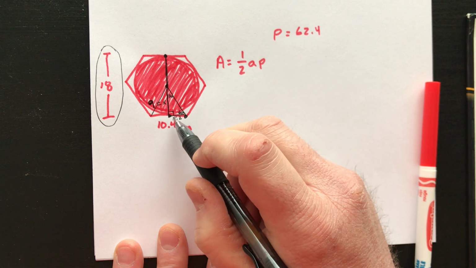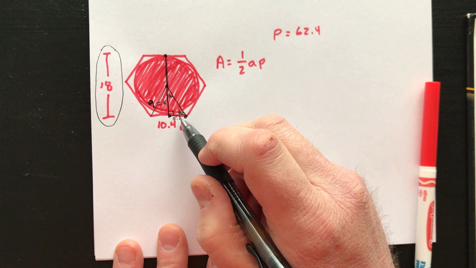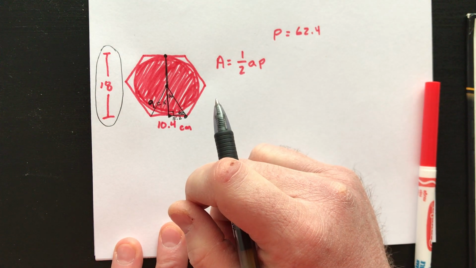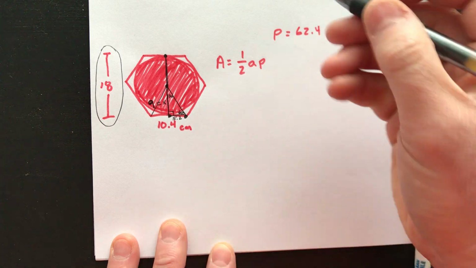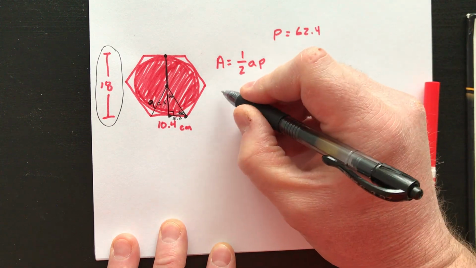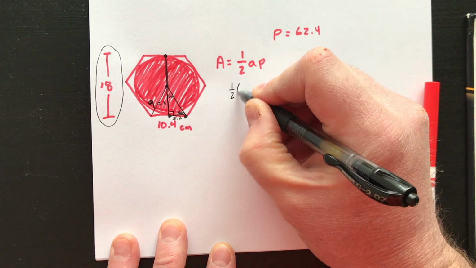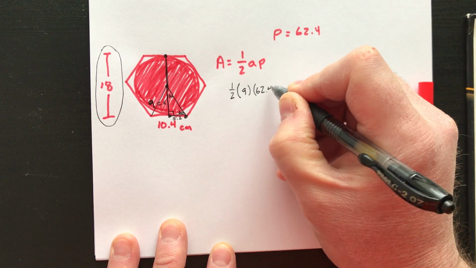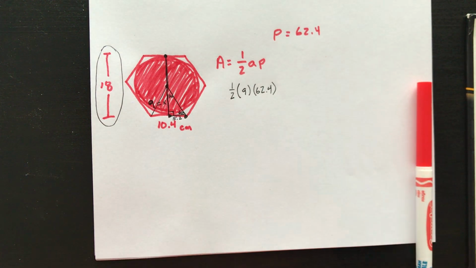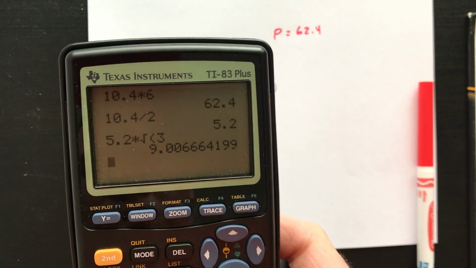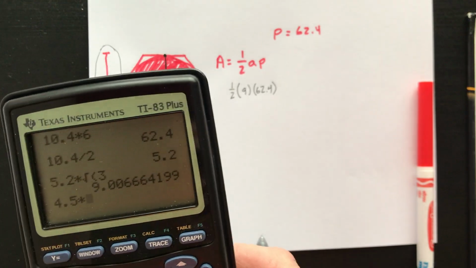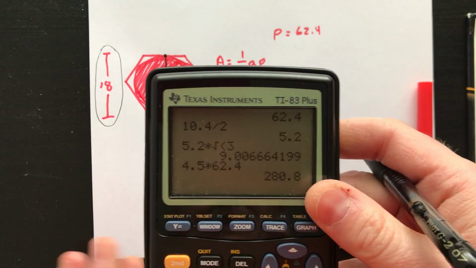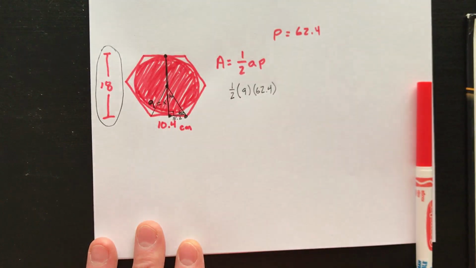And you can also just see 5.2 times the square root of 3, if you do that on your calculator, equals 9. It's actually like 9.00000 something something. We actually have enough information here. The area of the hexagon, 1/2 times 9 times our perimeter of 62.4. So 1/2 times 9, that's just 4.5. So if we do 4.5 times 62.4, I have 280.8.